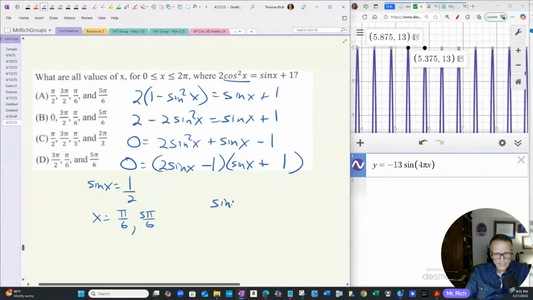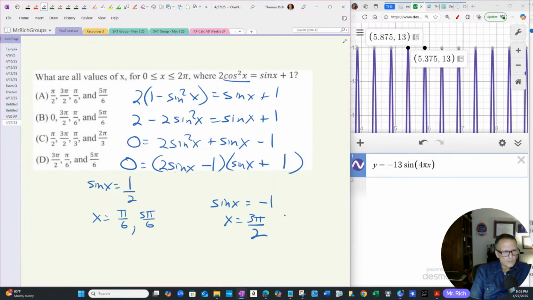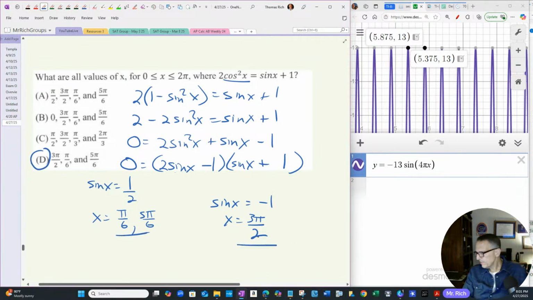Here I get sine x is equal to -1, and that's going to be equal to -1 when x is 3 pi over 2, like that. Okay, what do we have in terms of answers here? Yeah, it looks like D is going to be our answer. We've got these three solutions.